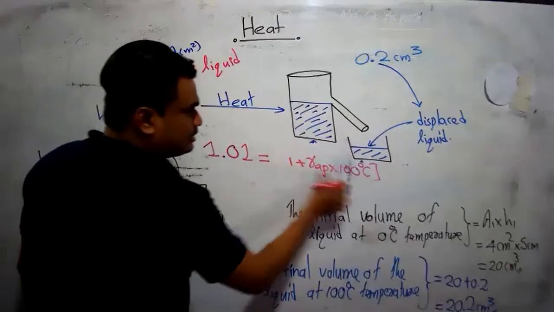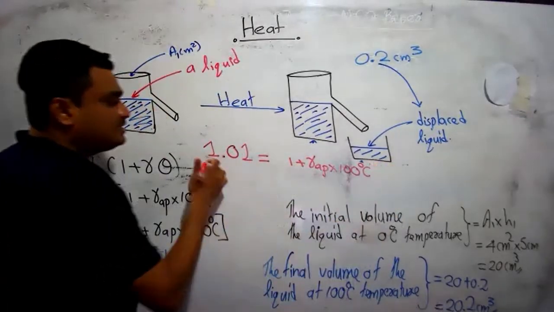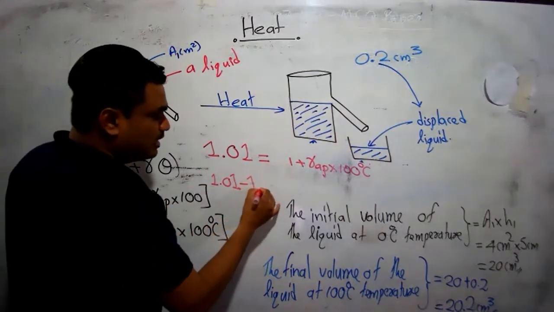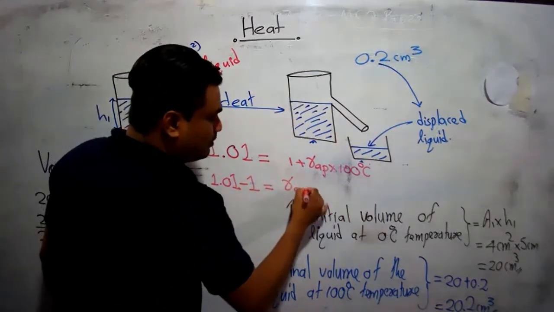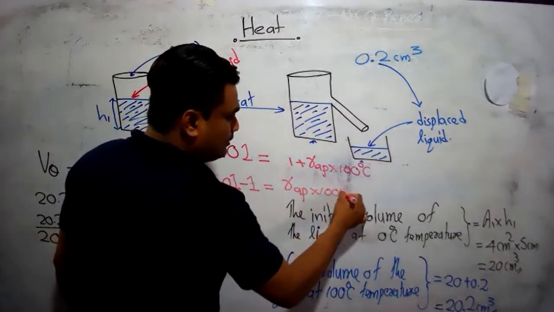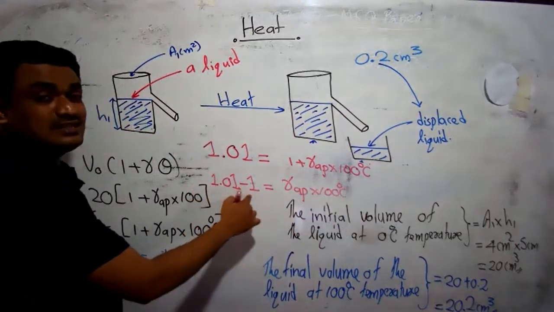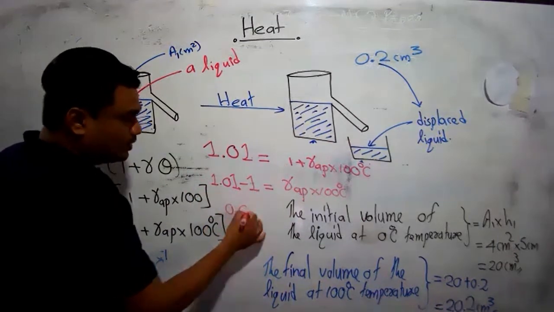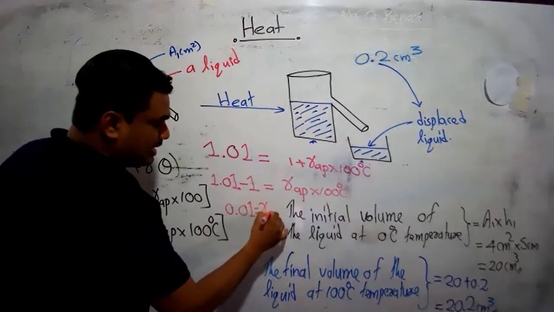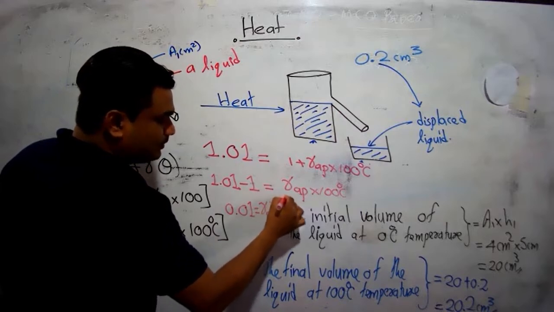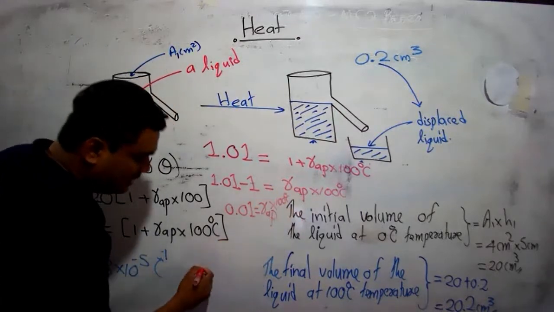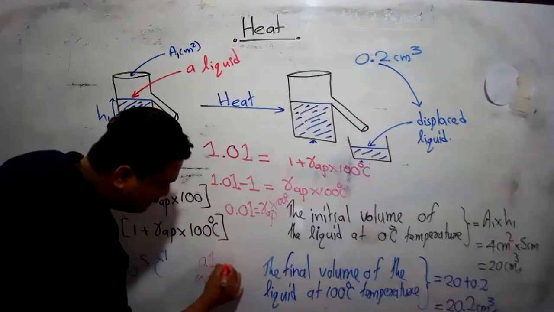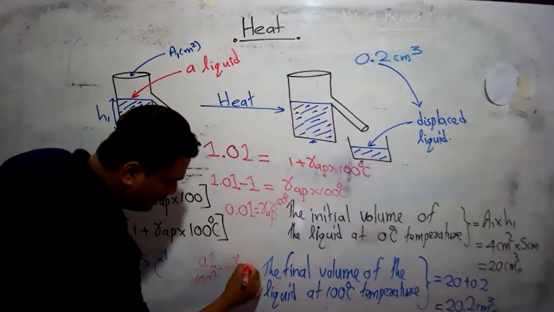So let me take this plus 1 to this side as minus 1. 1.01 equals 1 plus gamma AP times 100 degrees Celsius, so the plus 1 comes to this side as minus 1. 1.01 minus 1 is 0.01. So 0.01 equals gamma AP times 100 degrees Celsius. If you take 100 degrees Celsius to this side, 0.01 divided by 100 degrees Celsius equals gamma AP.